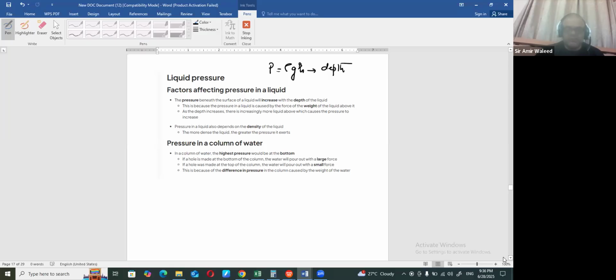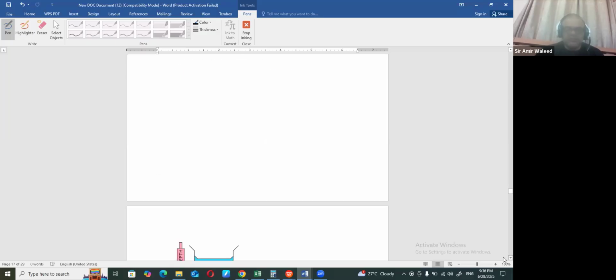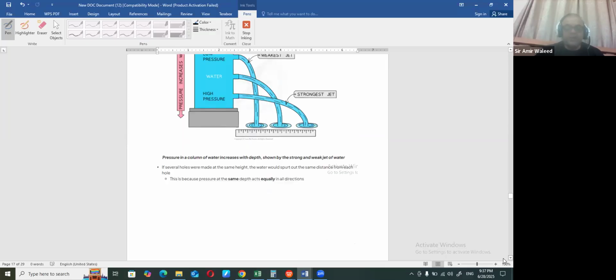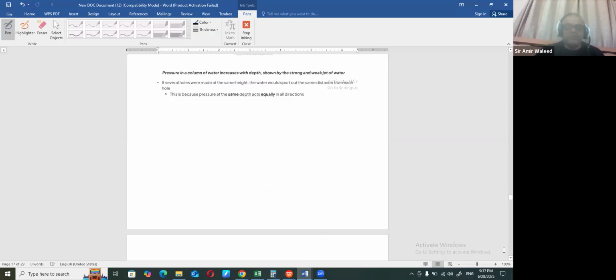I can show you so you can understand that. This is a diagram here. The weakest is at the top because the pressure is as low as possible. Here at the bottom, because the depth is more as you go downwards, the pressure will be as strong as possible, right? So the formula says that if the depth is more, the pressure will be more in liquids. And pressure always exerts in all directions.